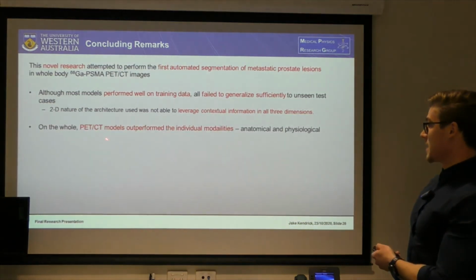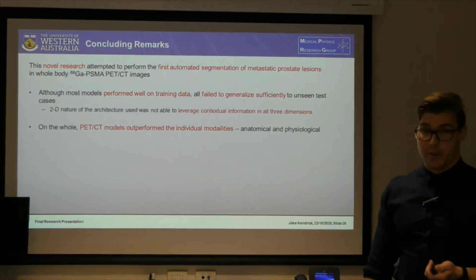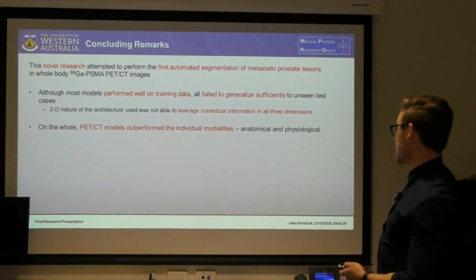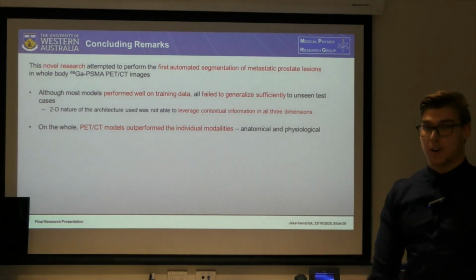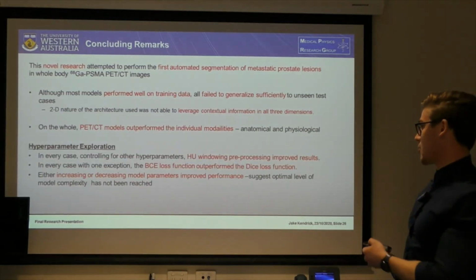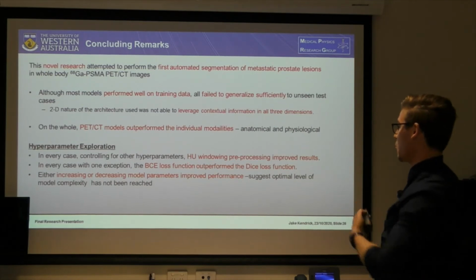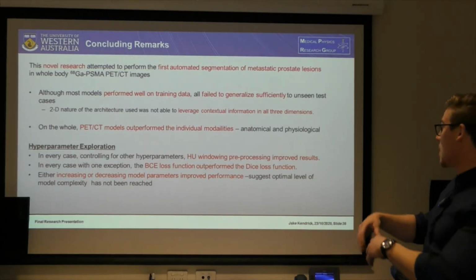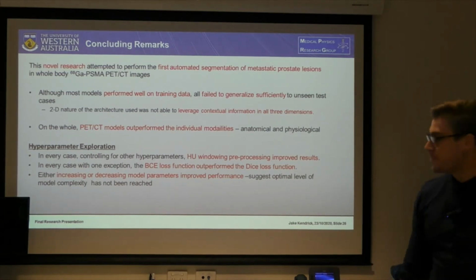On the whole, the PET-CT models outperformed the individual modalities, which demonstrates the usefulness of supplying both anatomical and physiological information when you're training a convolutional neural network. And in terms of hyperparameter exploration, if we mimic the HU windowing pre-processing that's used during the manual segmentation process, results are improved in every case.